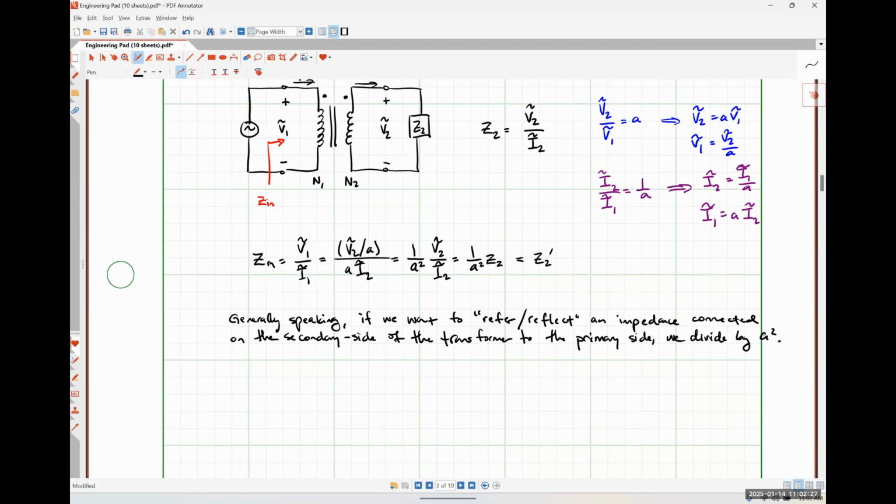So what do you think we would do if we wanted to refer an impedance connected to the primary side over to the secondary? Yeah, literally it. Multiply by A squared instead.